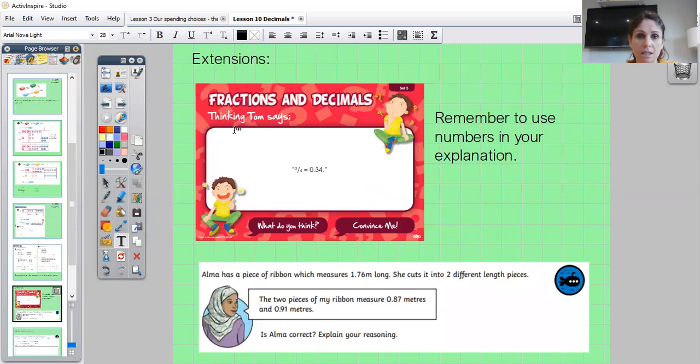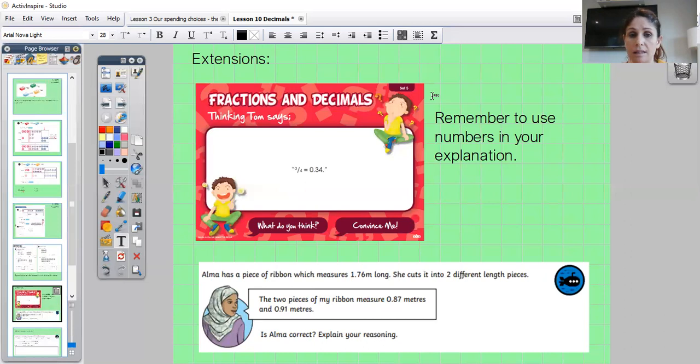Right, your extension task today. So you've got Thinking Tom to start off with. 3/4 equals 0.34. Some of you are, and this goes for your in focus task as well, which is different today, so you can't do this today necessarily, but usually in your in focus task, what we really need is an explanation with a calculation. And that's what we're looking for today in your Thinking Tom. So remember to use numbers in your explanation. Might not be a full calculation, but certainly you should have some numbers in your explanation.